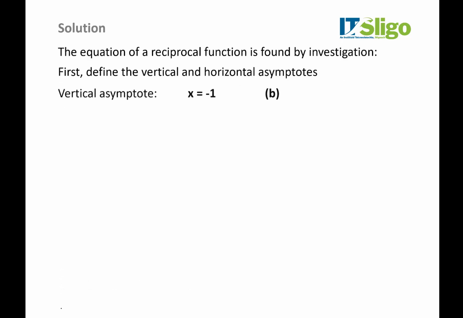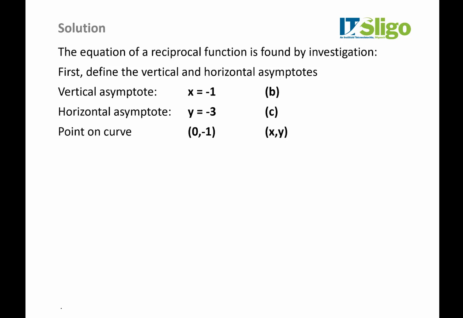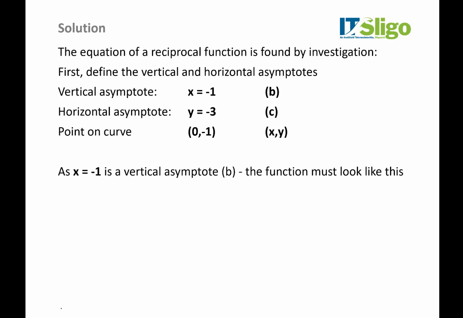So to find our vertical asymptote, x is equal to minus 1. To find the horizontal asymptote, y is minus 3. Find a point on the curve, which I identified. So now we're going to feed in the b value. Be careful with the minuses. B is minus 1.